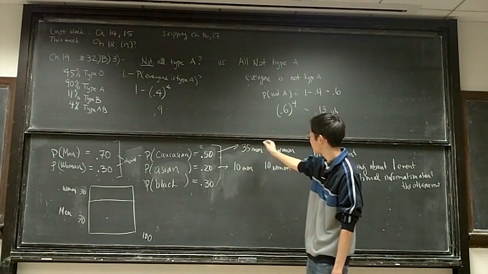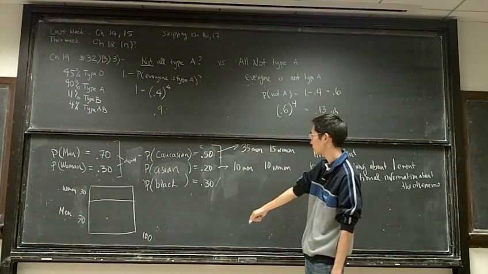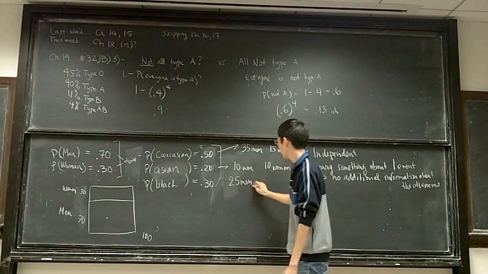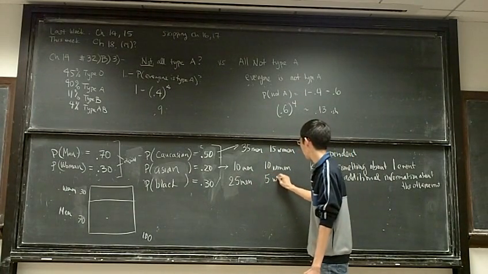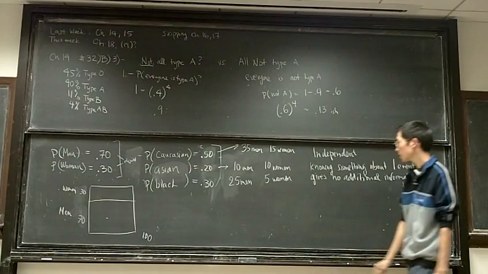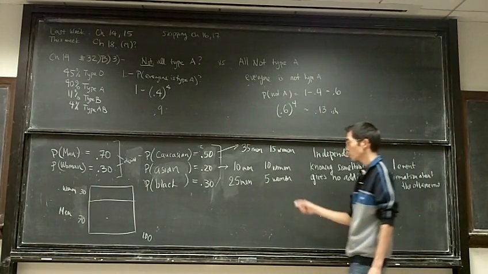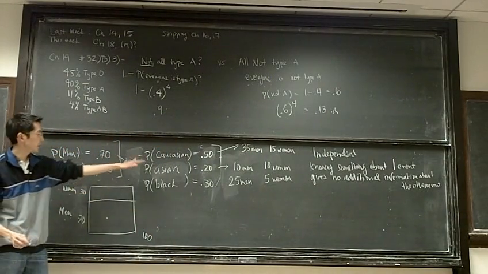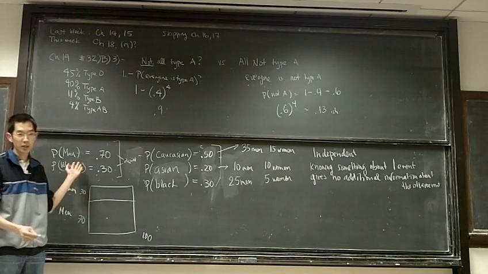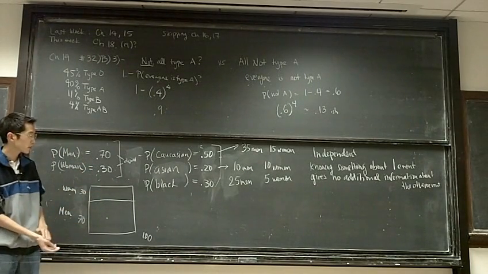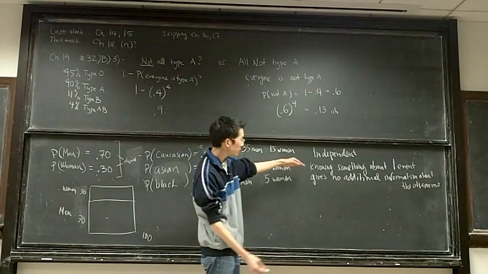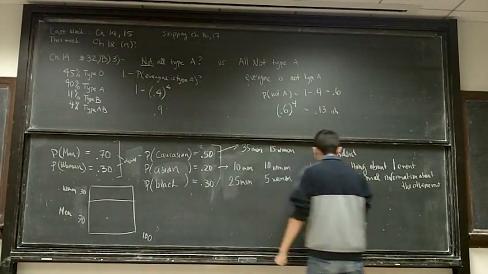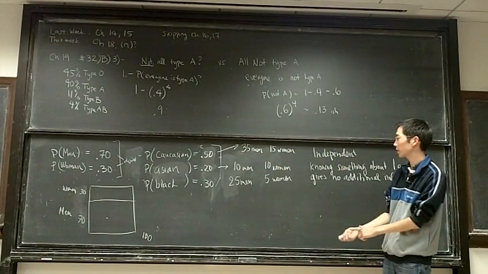And that means we have a total of 70, so that means we have 25 men who are black and 5 women who are black. Okay. So in this case, we can ask, is being Caucasian independent from gender? Is being Asian independent from gender? Is being black independent from gender? Okay, and we can find out. So knowing something about one event gives no additional information about the other event, that would be our definition of independent.